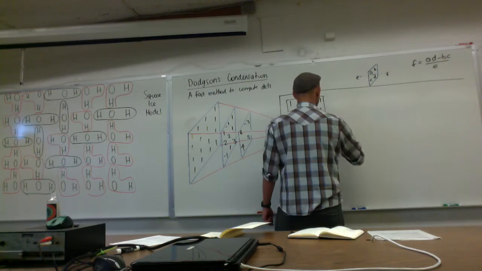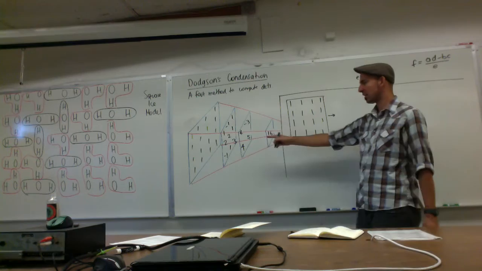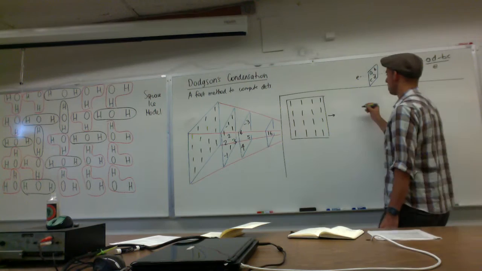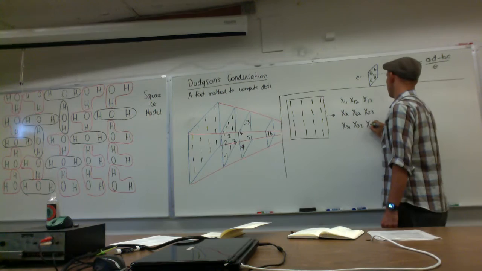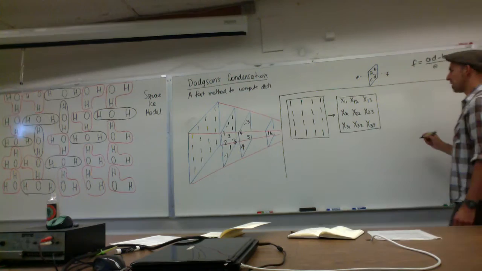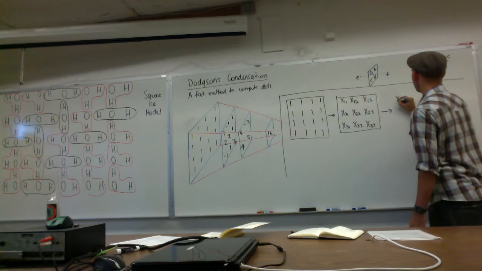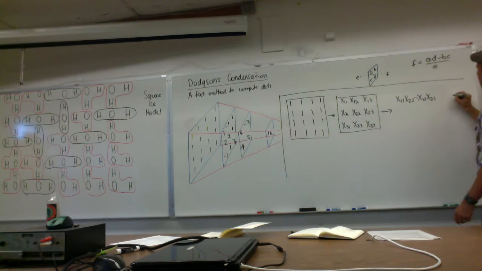Now, the next level, actually, instead of computing this one, let's just put unknowns. Okay. So, x11, x12, x13, x21, x22, x23, x31, x32, x33. Okay. Then in the next level, what do I get? I get this times this minus this times this. Then I get this.